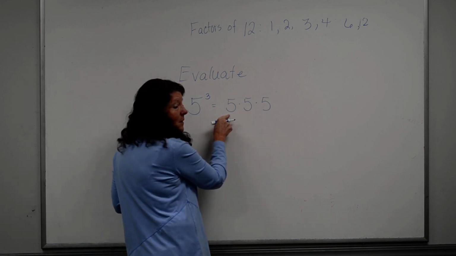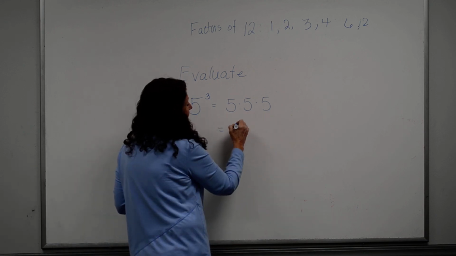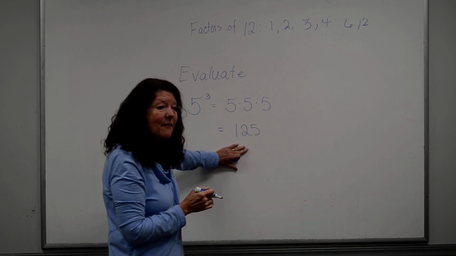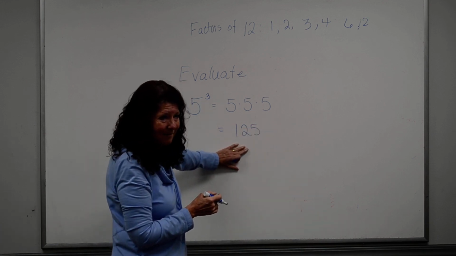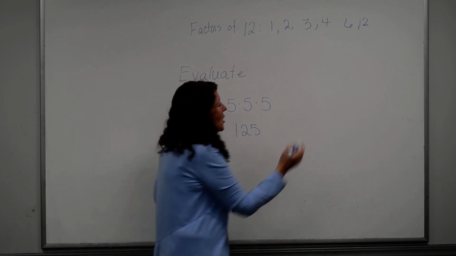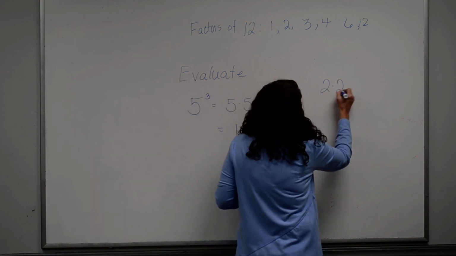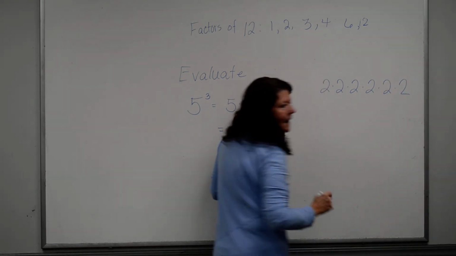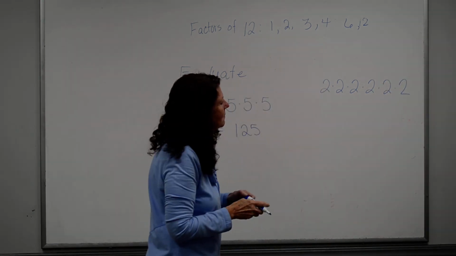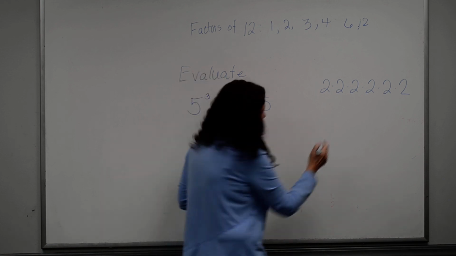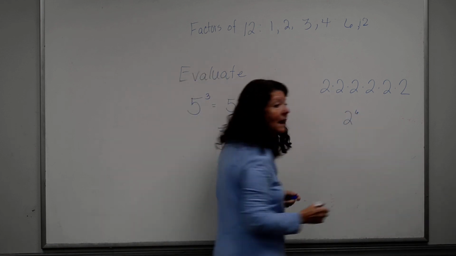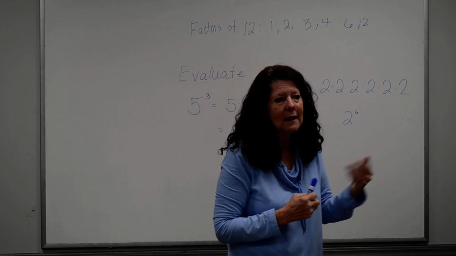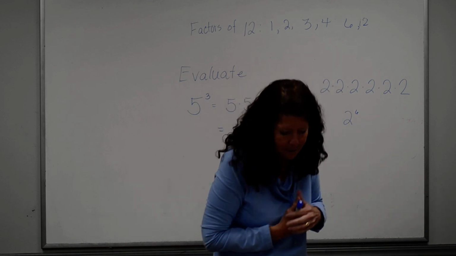Okay, so 5 times 5 is 25, times 5 is 125. So that's evaluating it. You got me? What if I said, write it in exponential form? What would that be? 2 to the 6th power. So pay close attention to the instructions, because the instructions are going to give you a hint as to what the answer is going to be.